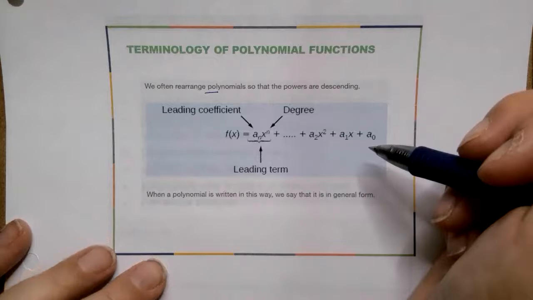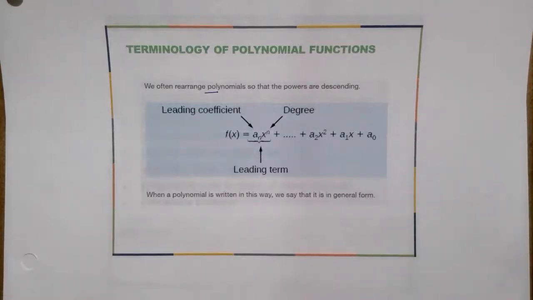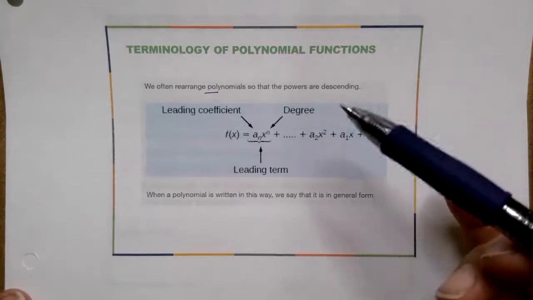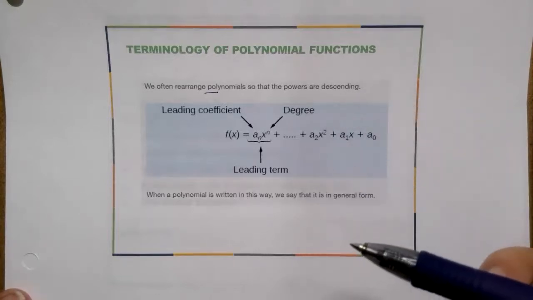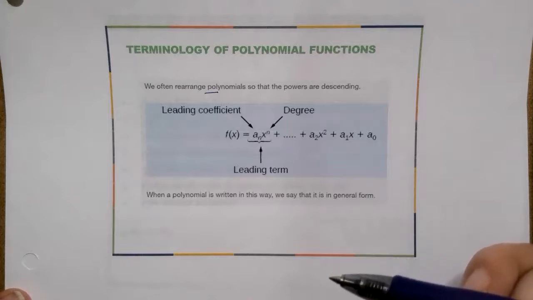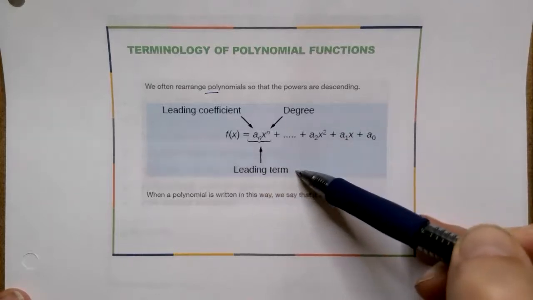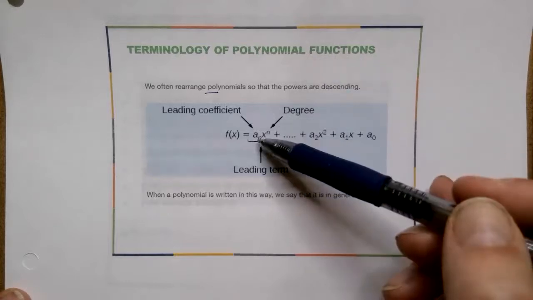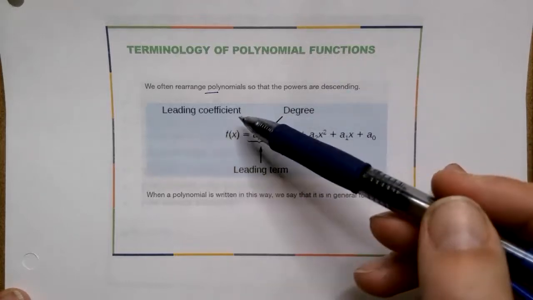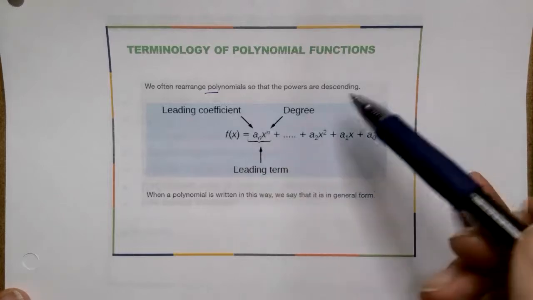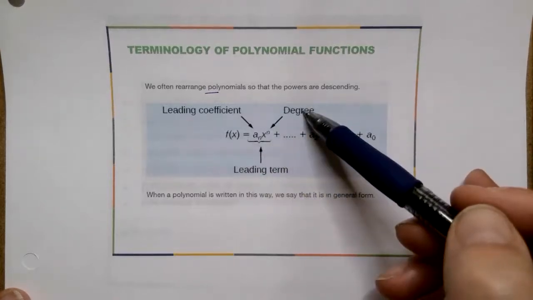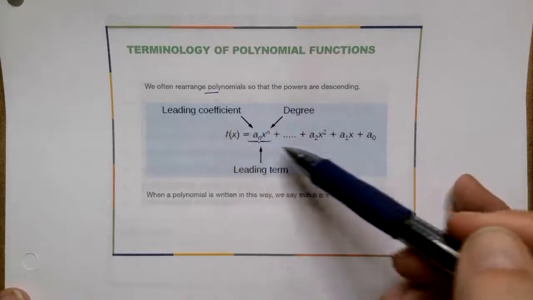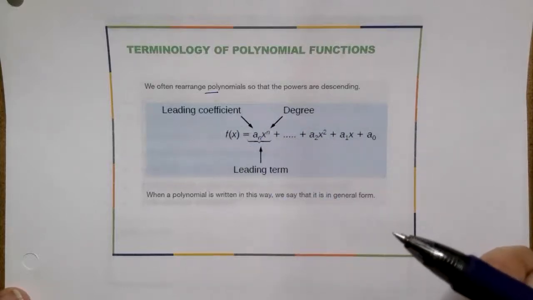Because remember, your power function consisted of one term only. So now a polynomial has many terms where each term is a power function. Now, the term that has the greatest power is going to be called a leading term. And the coefficient of that leading term is going to be called a leading coefficient. And the degree of that leading term is going to be the degree of the entire polynomial function.